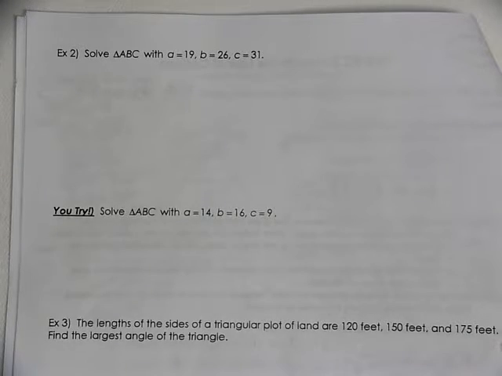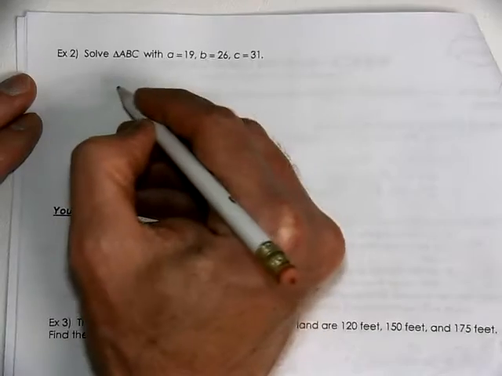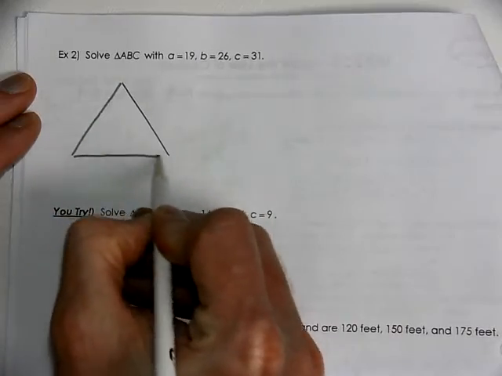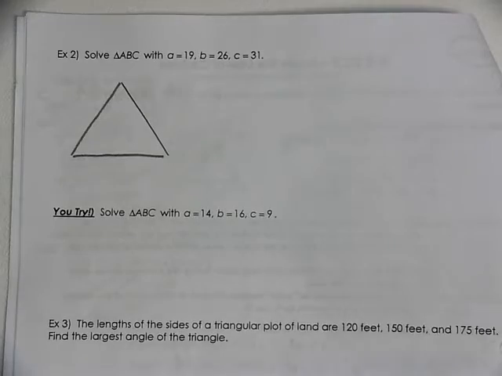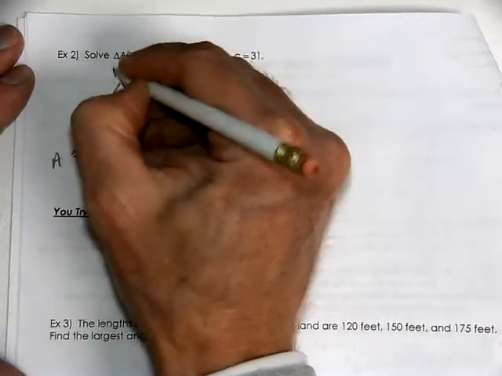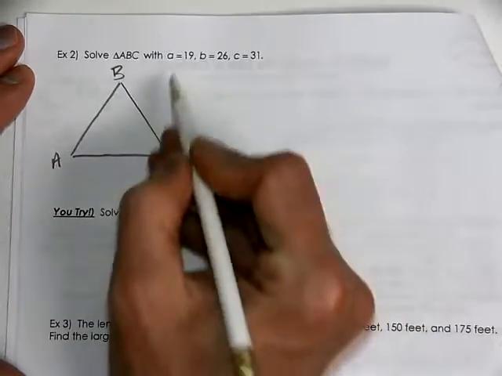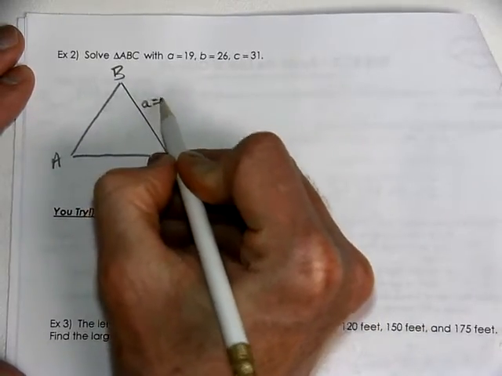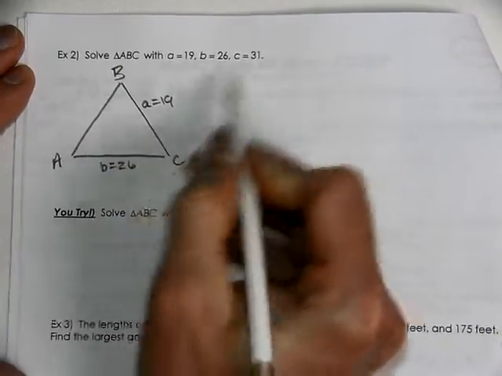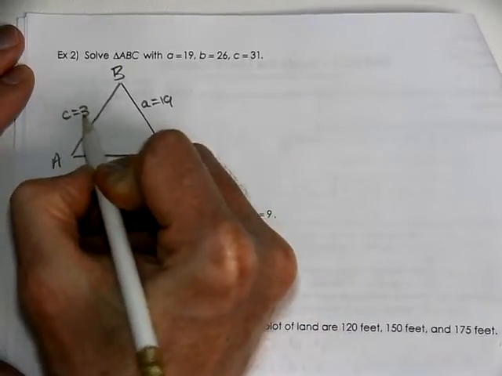On the flip side, notice what's different with this. We don't know if this is obtuse. We don't know if it's acute. I would just start out with a basic triangle. Side A, opposite side A is 19. Opposite side B is 26. Opposite side C is 31.